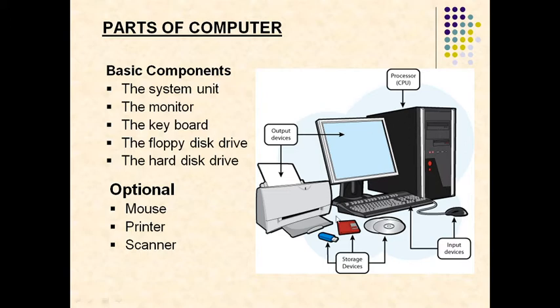Okay students. Now we have the other things, which are storage devices. Internal storage devices will be RAM, ROM. Now, these are the external storage devices: pen drive, floppy, CD. And mouse, printer, scanner are optional. So these are the parts of computers. Okay students, now let us move to the next slide.